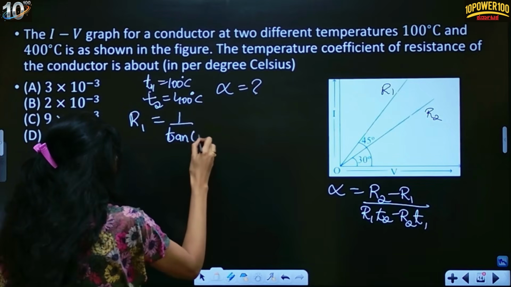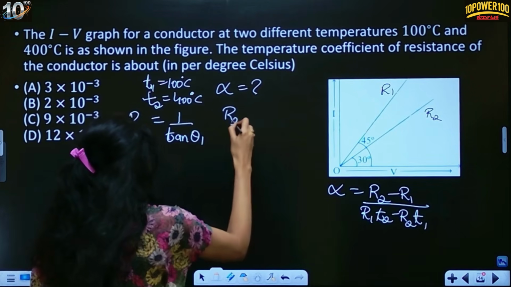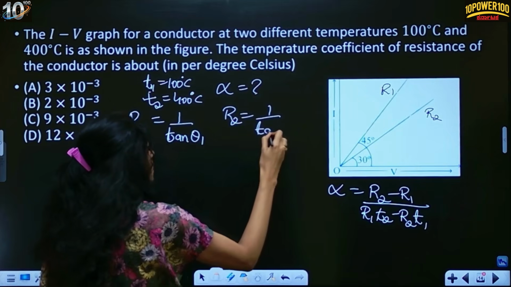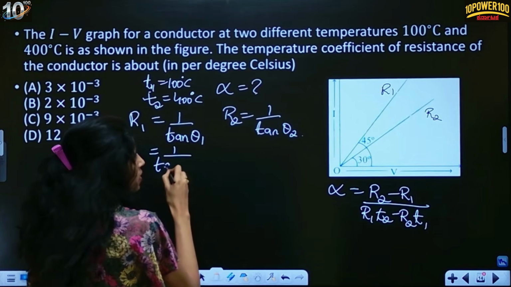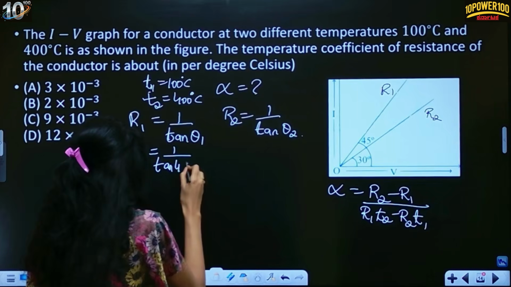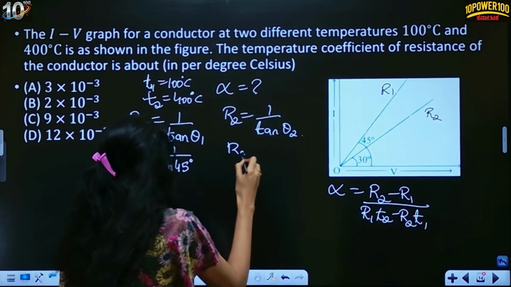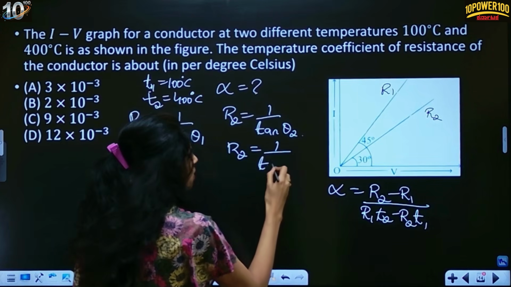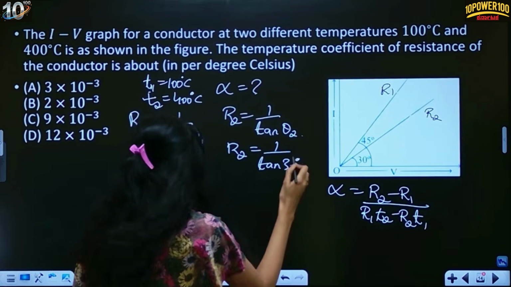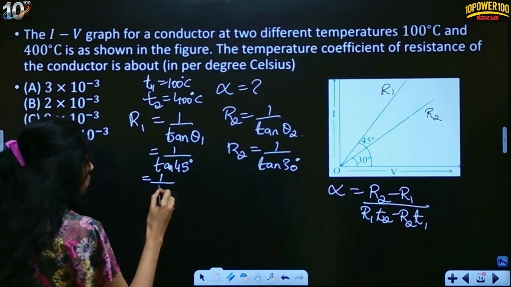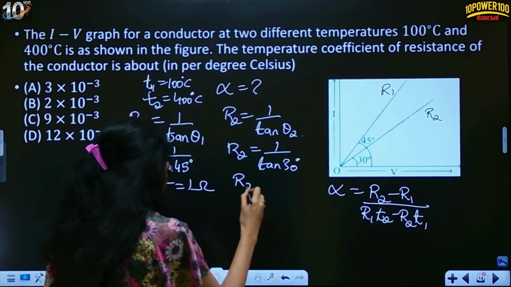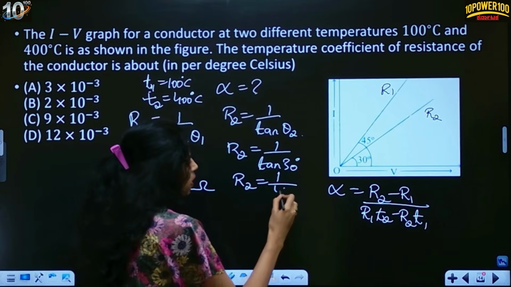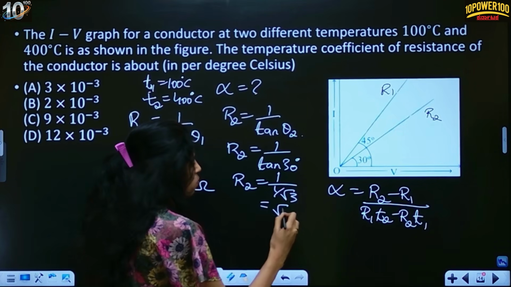So R1 is 1 by tan theta 1, and similarly R2 is 1 by tan theta 2. Fine. Theta 1 is 45 degrees, and theta 2 is 30 degrees, guys. So 1 by tan 45 is 1, therefore R1 is 1 ohm. Similarly R2 is 1 by tan 30 degrees, which is 1 by root 3. Therefore R2 is root 3 ohm.